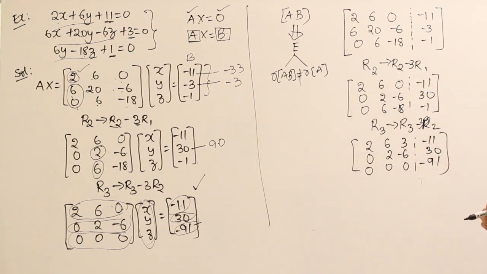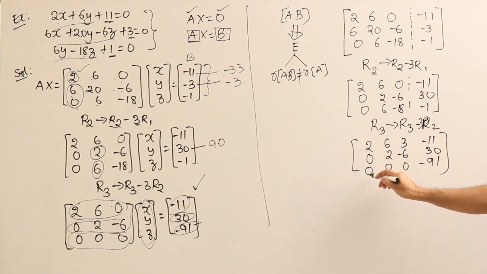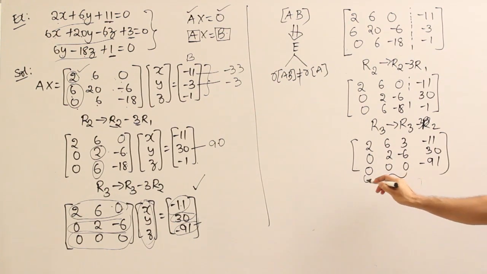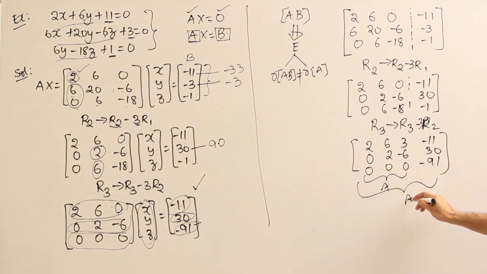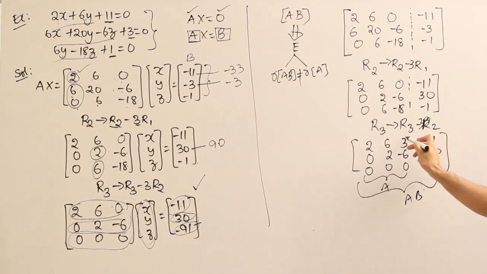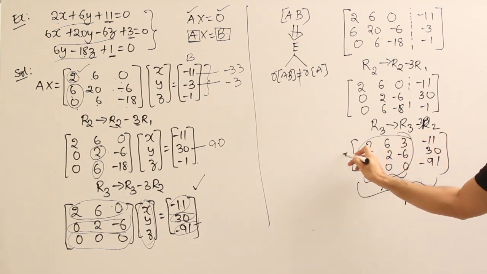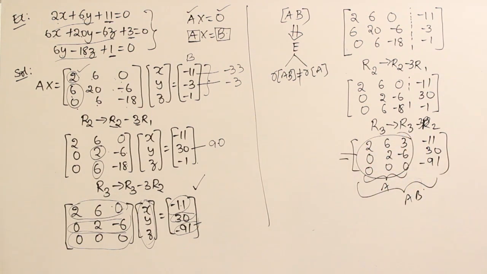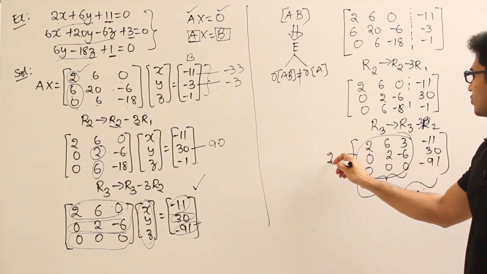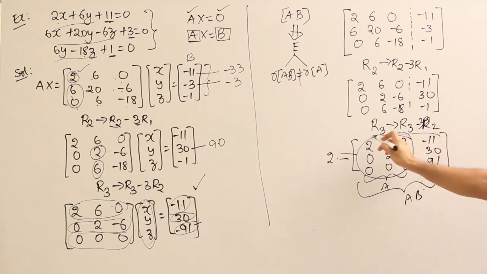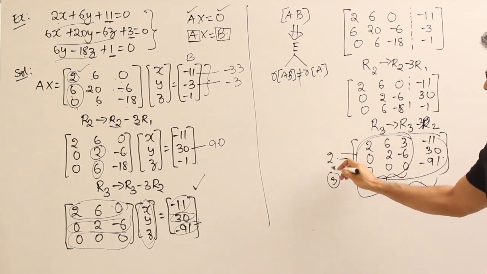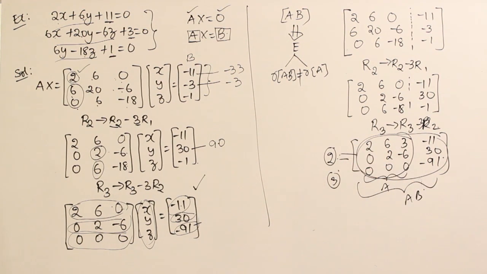Observe this. So now if you observe this one, these are dots. So this is A and this is AB, right? So if you observe this one, the rank of the matrix A is equal to the number of non-zero rows, which is nothing but 2. The rank of the matrix AB is equal to the number of non-zero rows, which is nothing but 3. Therefore, we can say that they are inconsistent.